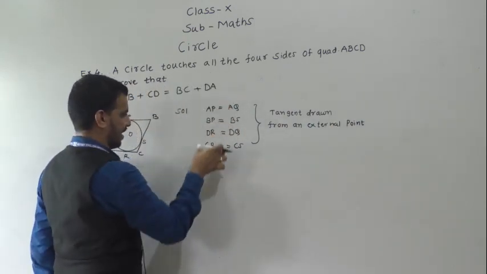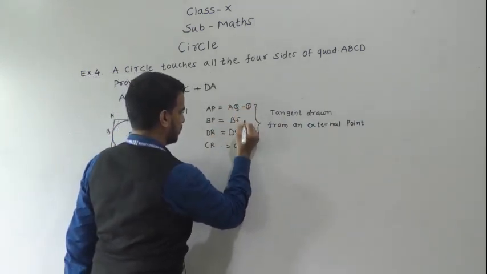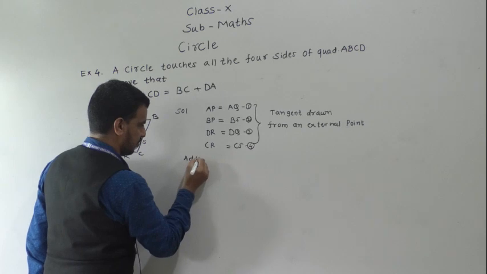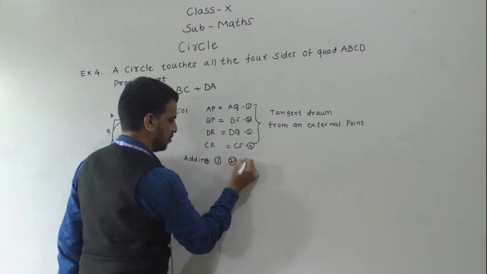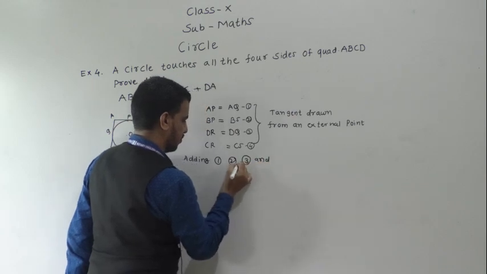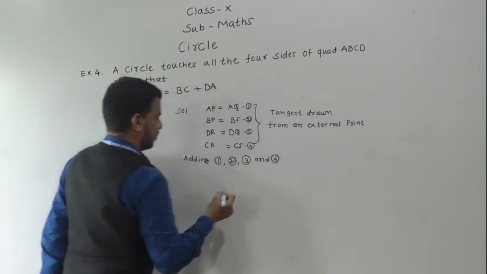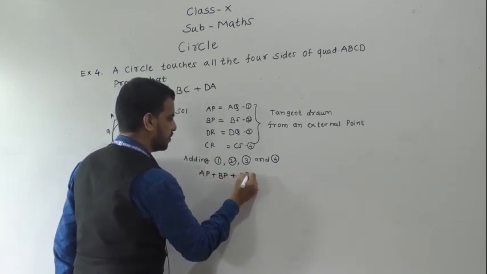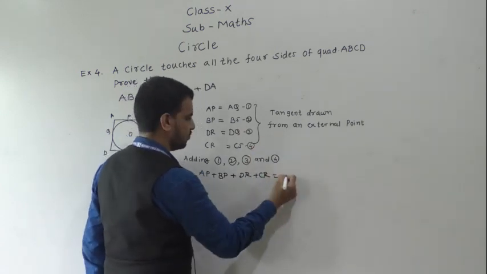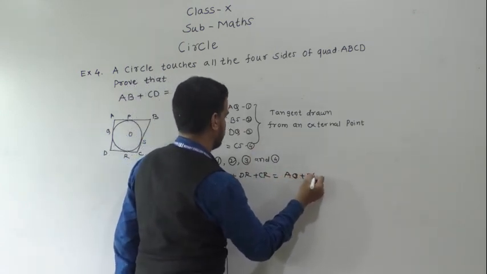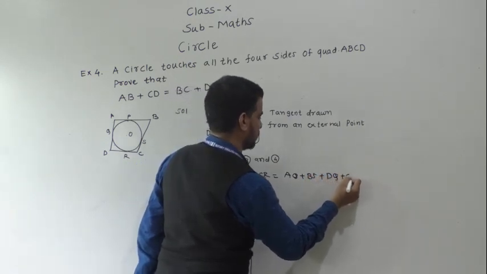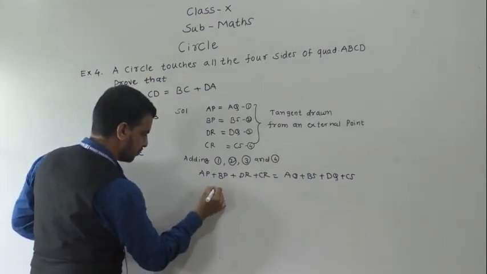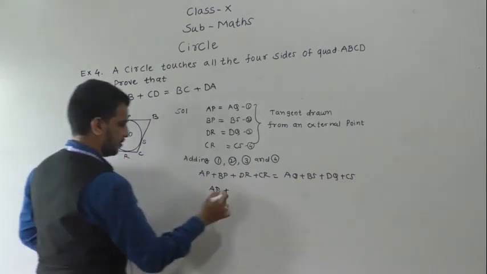Okay, now if we give numbers here, 1, 2, 3, 4, and add them, adding 1, 2, 3 and 4, we get AP plus BP plus DR plus CR is equal to AQ plus BS plus DQ plus CS. Okay, now AP plus PB, or AP plus BP, is equal to AB, and DR plus CR is CD.